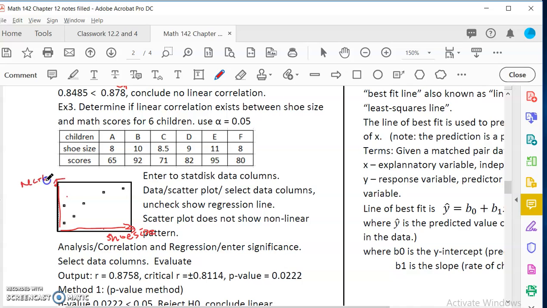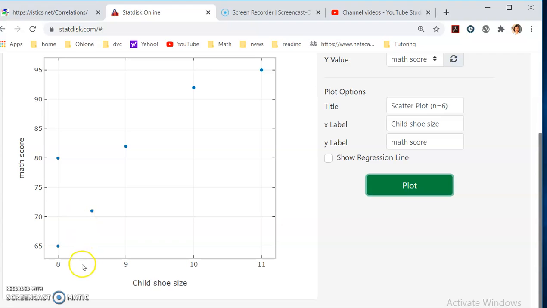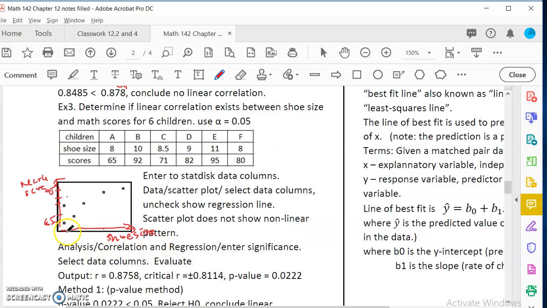Oh, I've forgotten the number. I remember it was 65 to 95, is it? And then the x-axis is from 8 to 11, so 8, 9, 10, 11. So label the axes and also scale them. Then you can describe it. You can see that the scatter plot does not show a nonlinear pattern, and actually it shows an upward pattern.